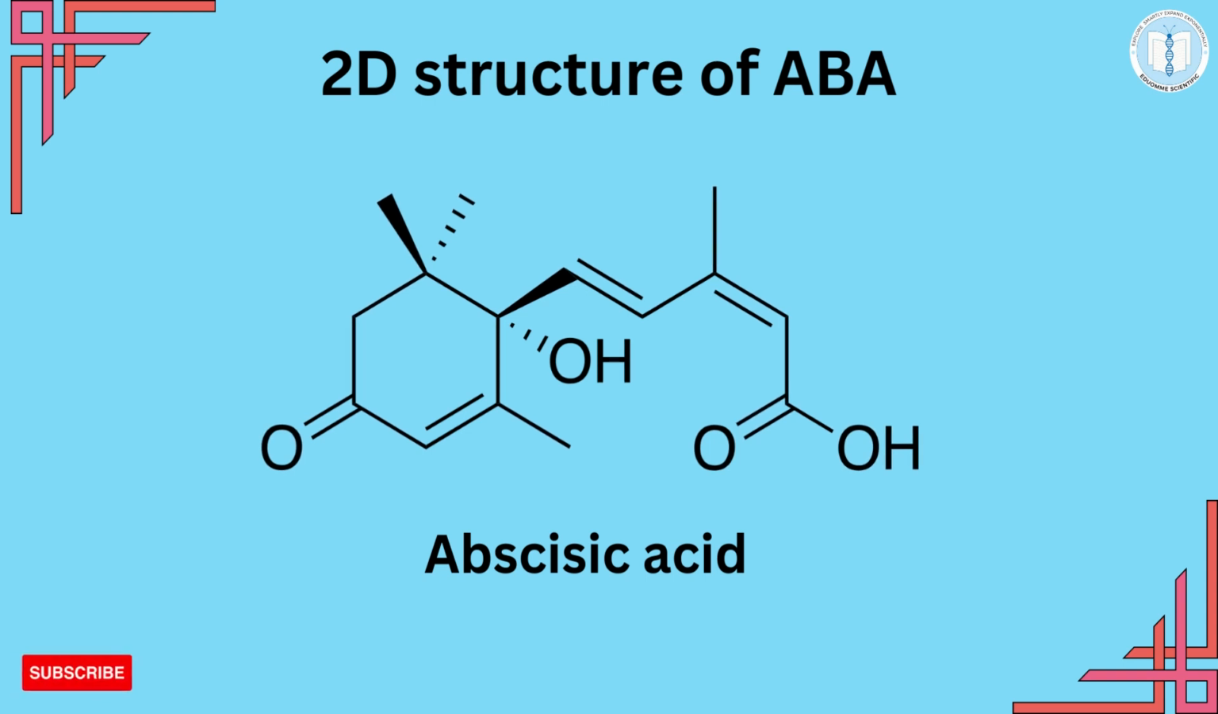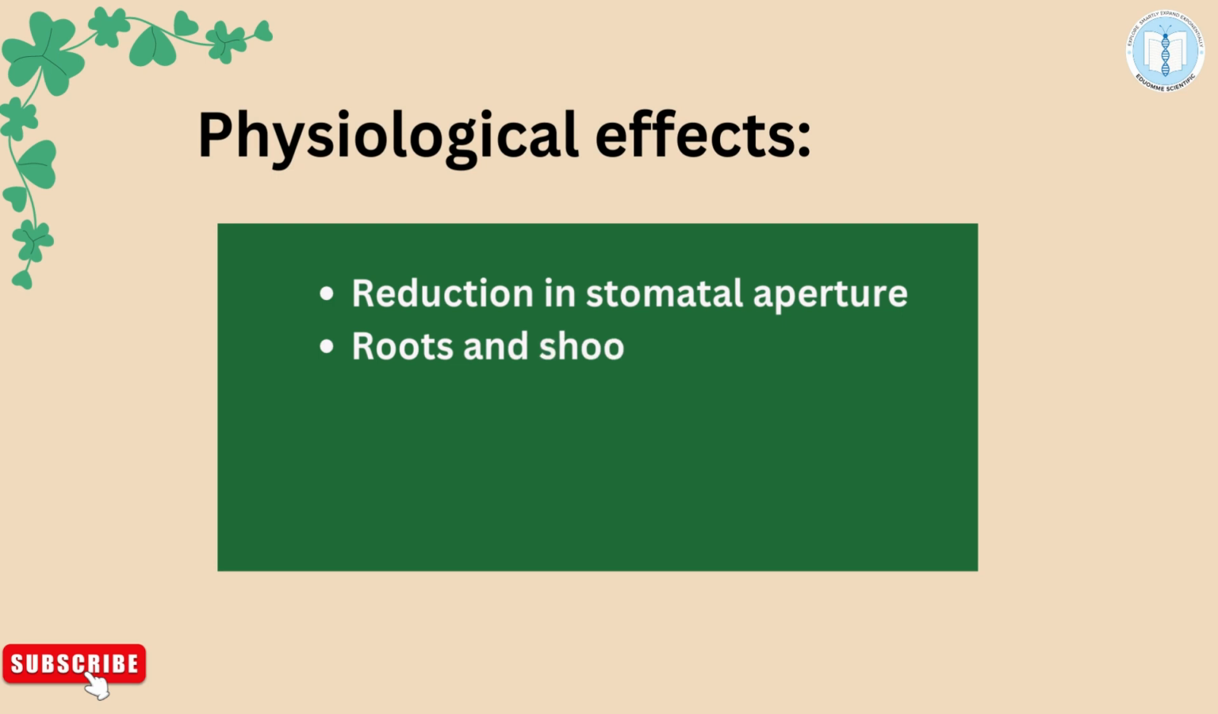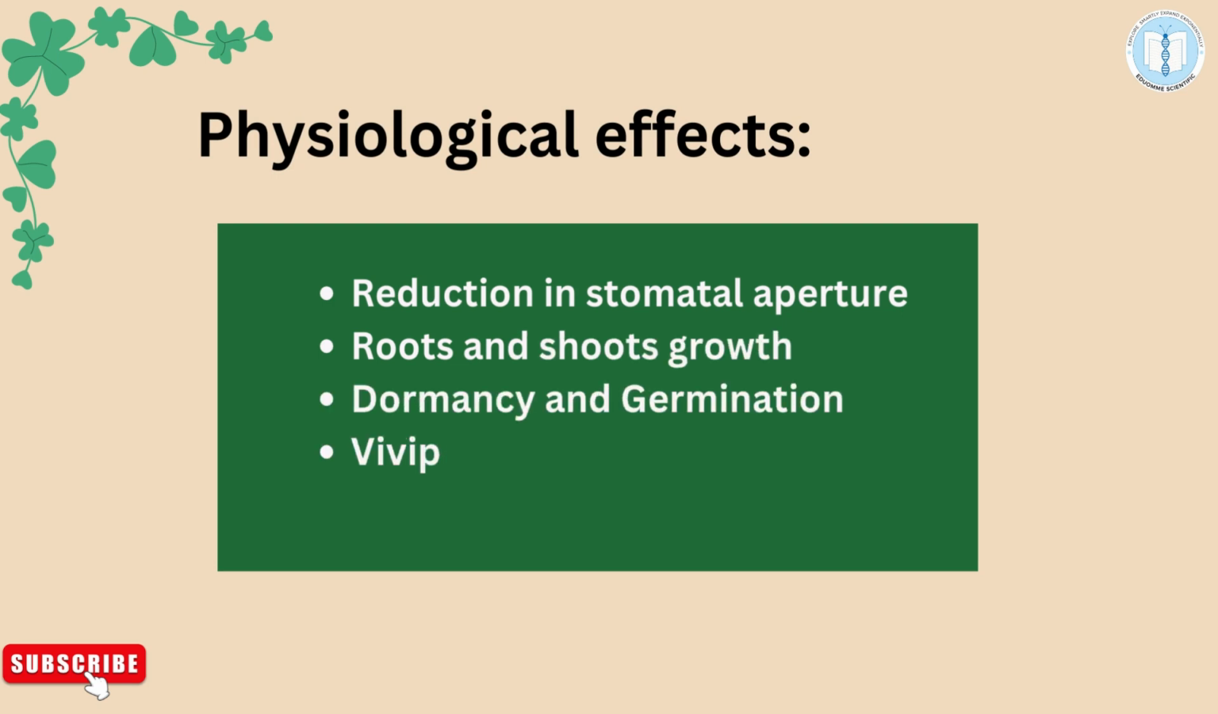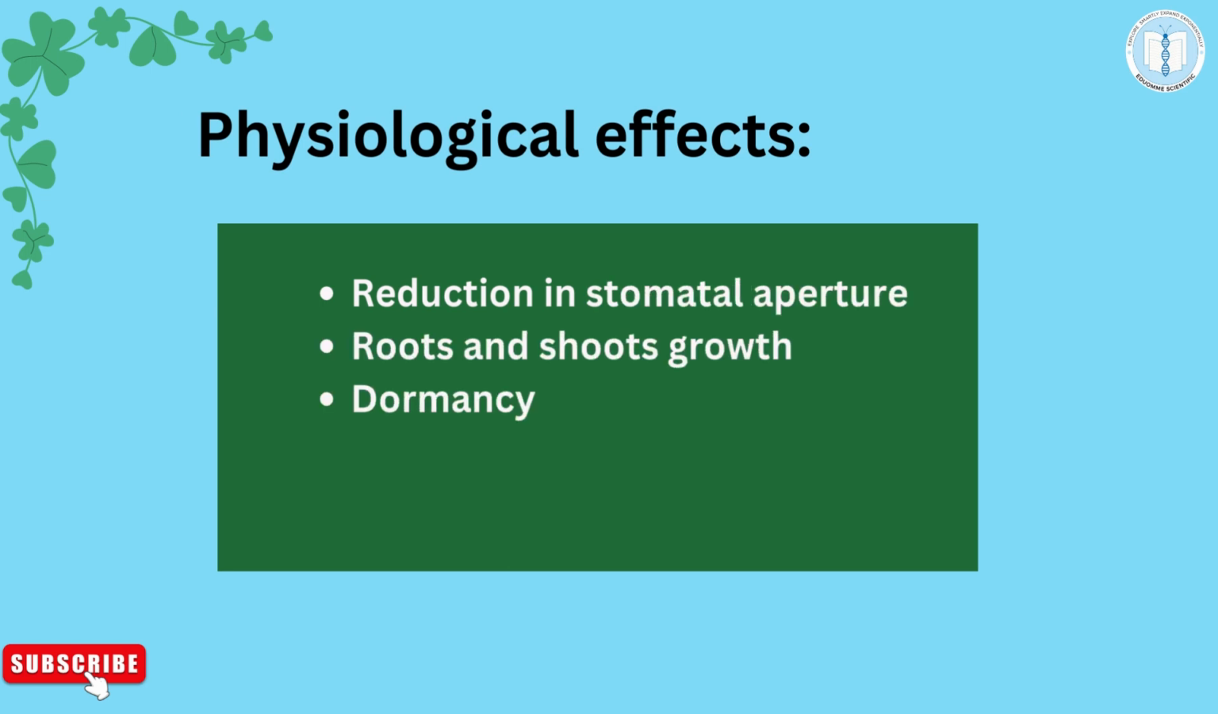ABA functions to decrease the size of the stomatal aperture and also inhibits stomatal opening. ABA has different effects on the root and shoot growth, and the effects are strongly dependent on the water status of the plant. ABA is required for the development of desiccation tolerance in the developing embryo, the synthesis of storage proteins, and also in the acquisition of dormancy.